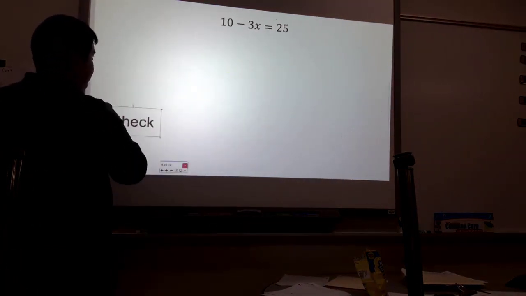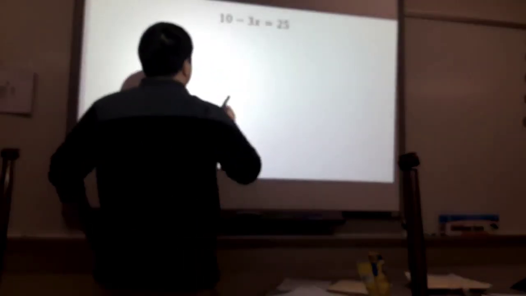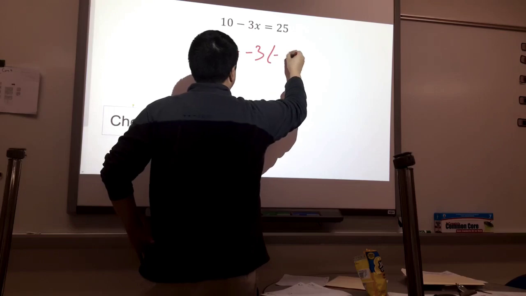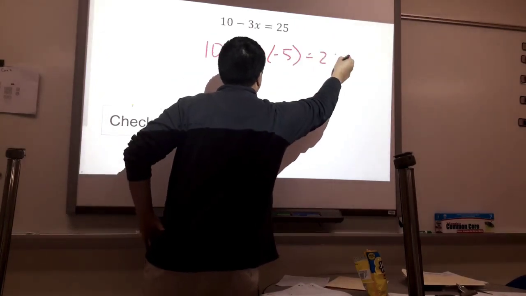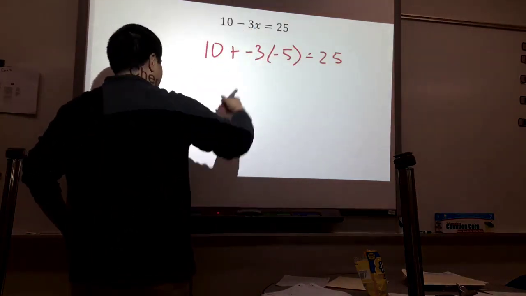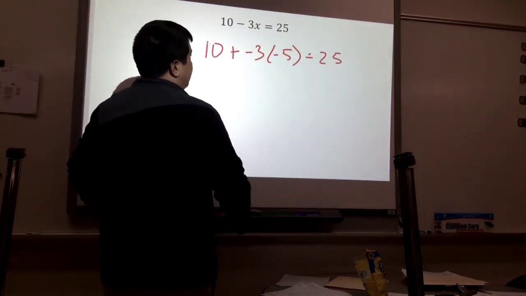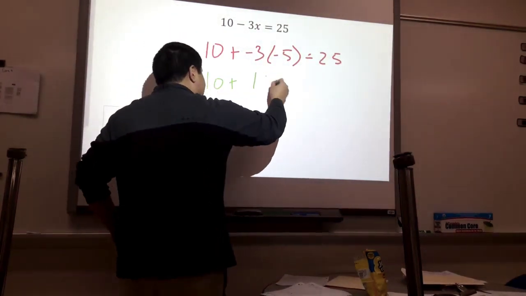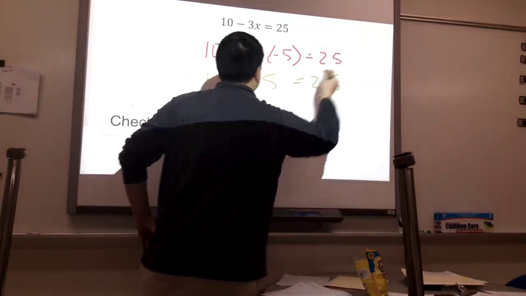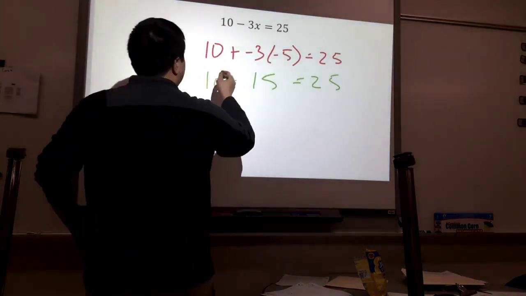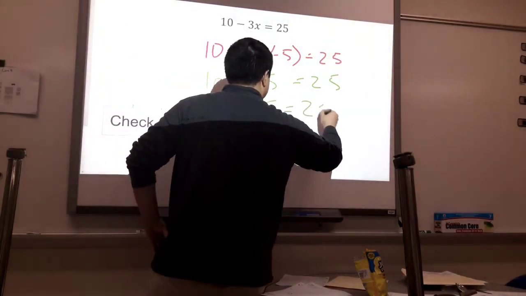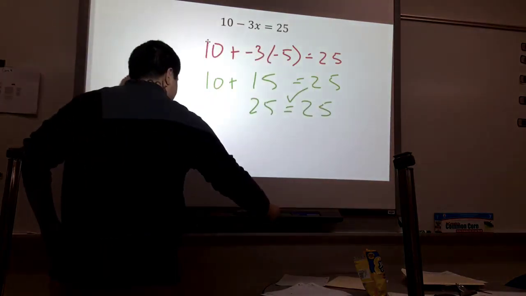Let's take a look and see if it works with the check. 10 plus negative 3 times negative 5 equals 25. Again, remember this is just adding of the opposite. 10 plus negative 3 times negative 5 is positive 15. But negative times negative is a positive. Add those two together, 10 plus 15, 25 is in fact 25. We did it correctly.